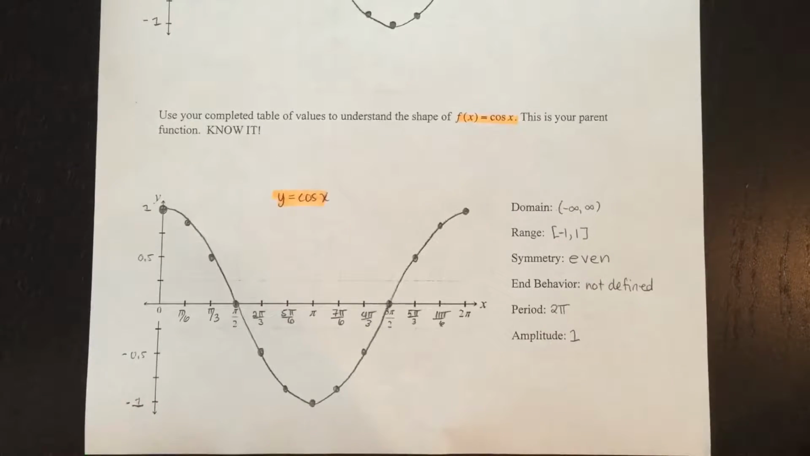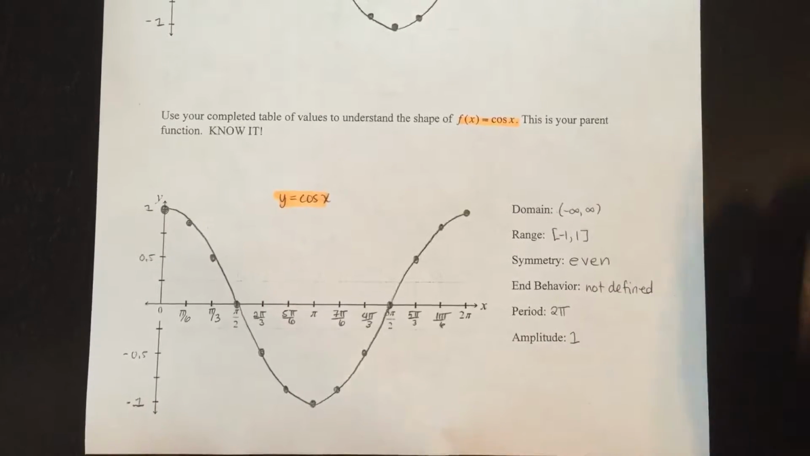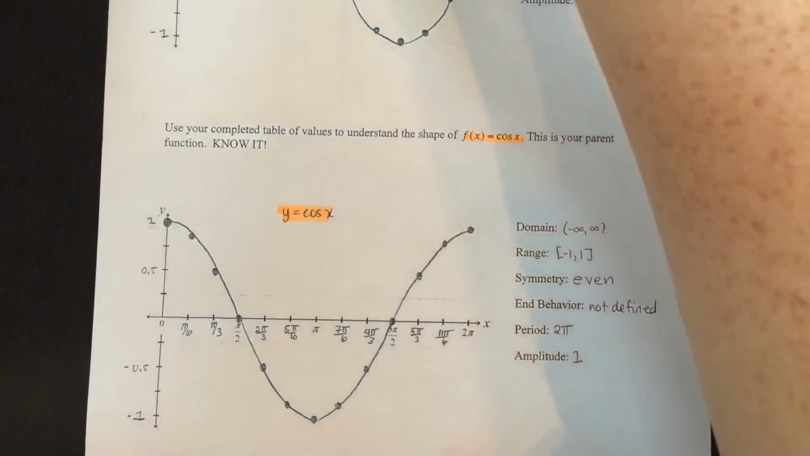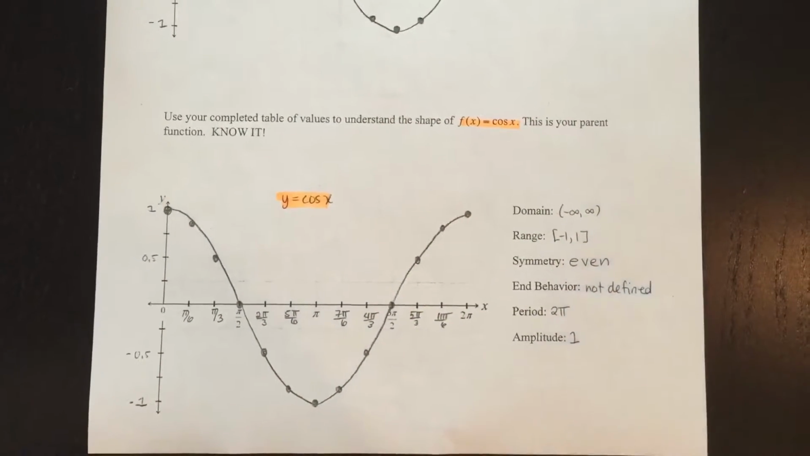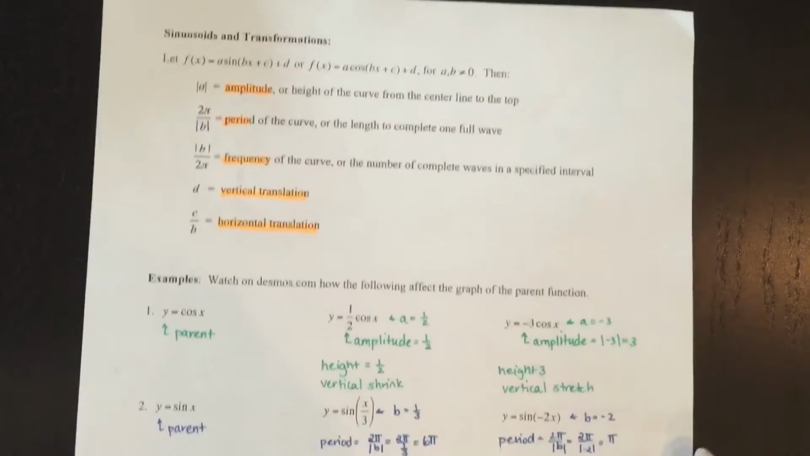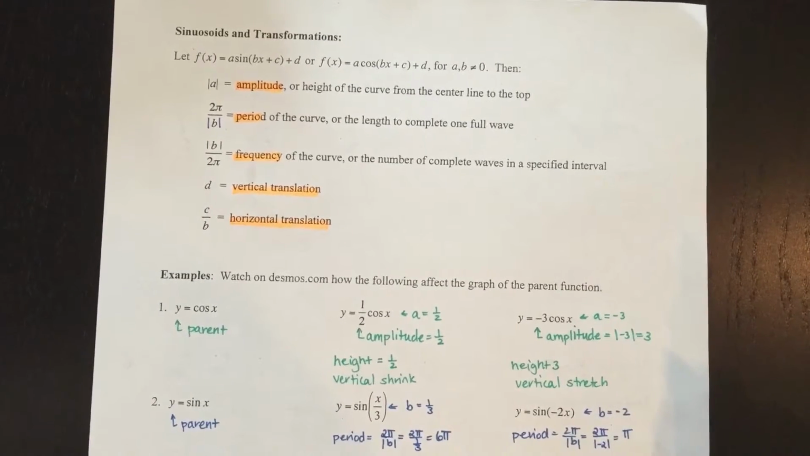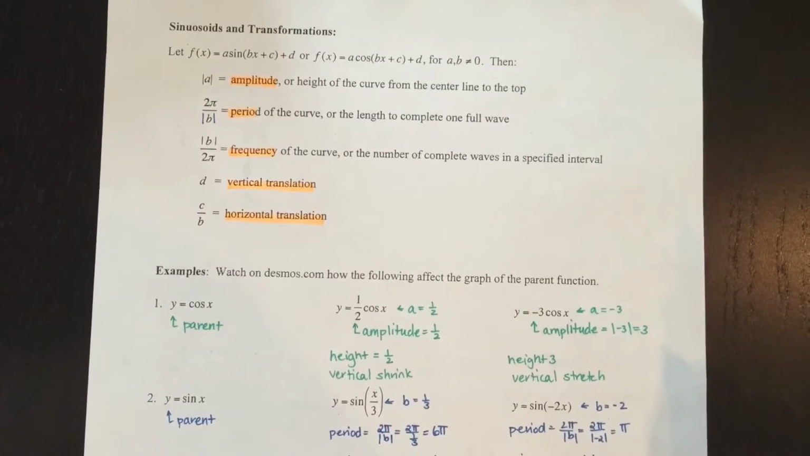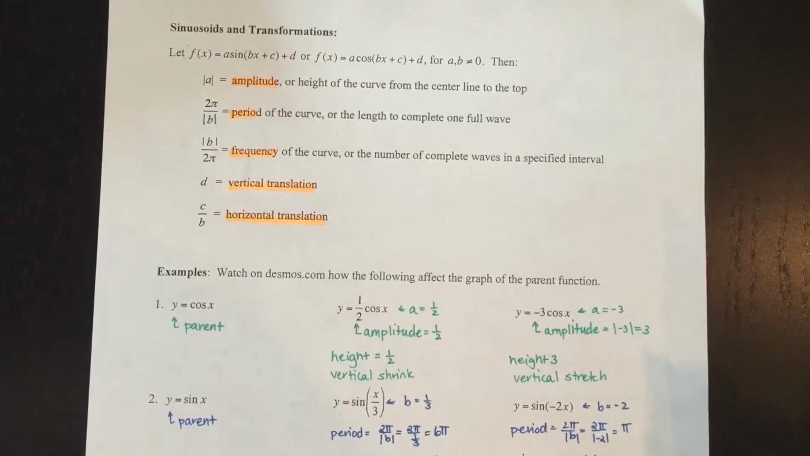So once you know these parent functions, you can use transformations and move them around and change the shape of the graph, just like we did for the other functions in this course. So to do that, we're going to talk about how to do transformations. And on the next page of your handout here, you have sinusoids and their transformations. So this should all be a review. Hopefully you know how to find these things.